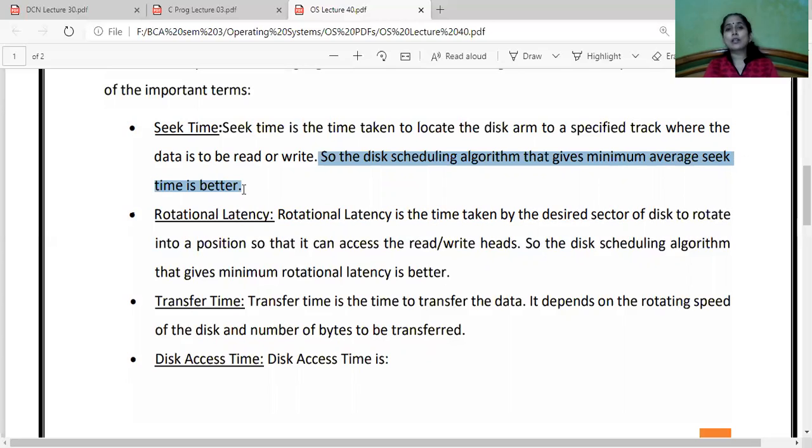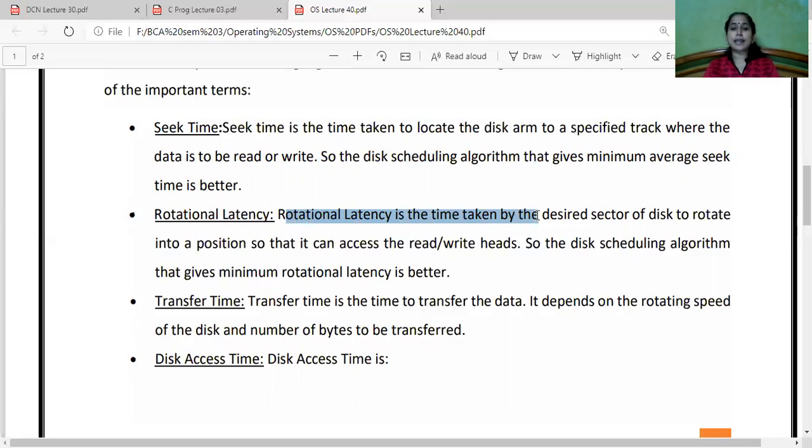In CPU scheduling algorithms, the algorithm which gives the minimum average waiting time for a process in a queue is considered to be better. Here, the algorithm with the minimum average seek time is thought to be a better algorithm when compared to others. The second term you'll often come across is rotational latency.